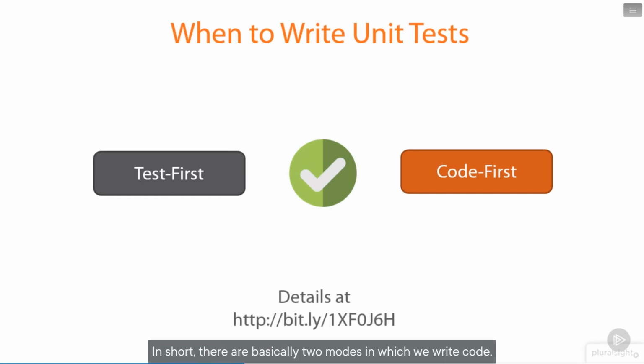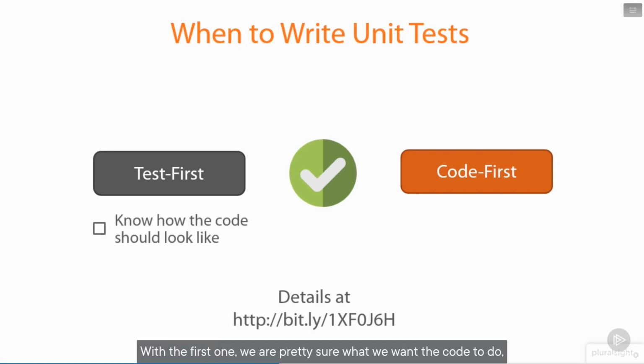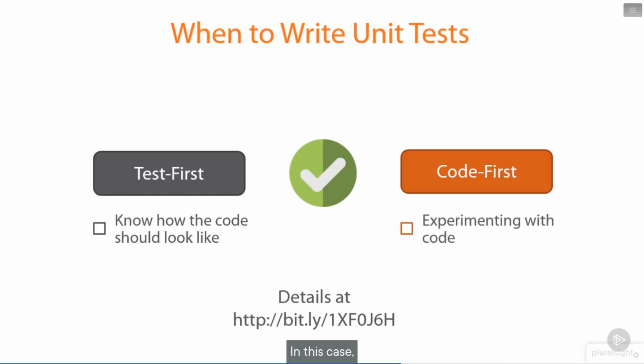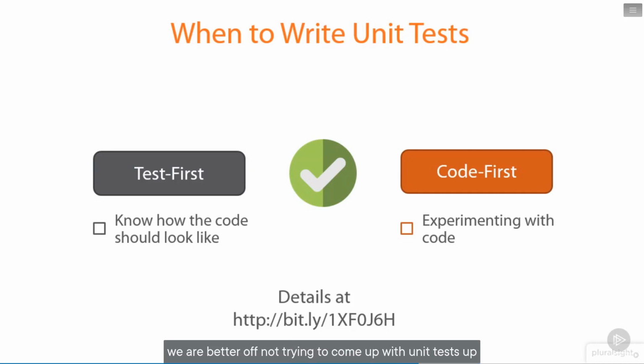In short, there are basically two modes in which we write code. With the first one, we are pretty sure what we want the code to do, so we can create unit tests upfront, before we actually start implementing the required functionality. On the other hand, we might be exploring new areas in our domain model. When experimenting with different ideas in code, we are not exactly sure how the implementation should look like. In this case, we are better off not trying to come up with unit tests upfront and just write the code without them. The reason is that while experimenting, we often rewrite our code and even throw it away completely, and unit tests would only slow us down with that.